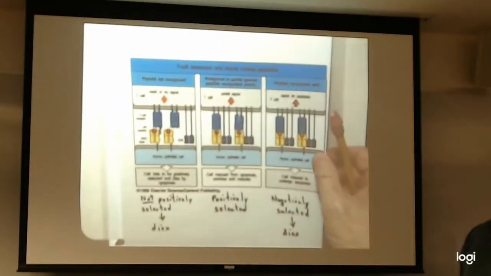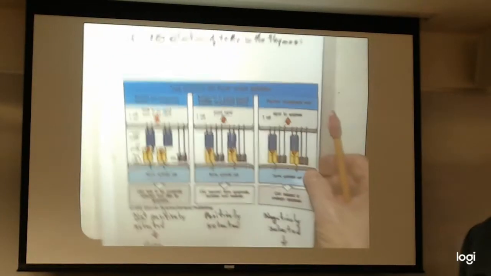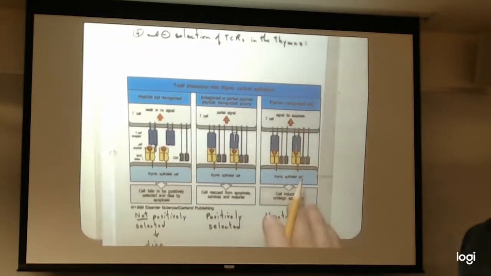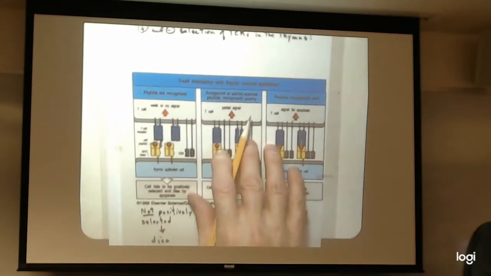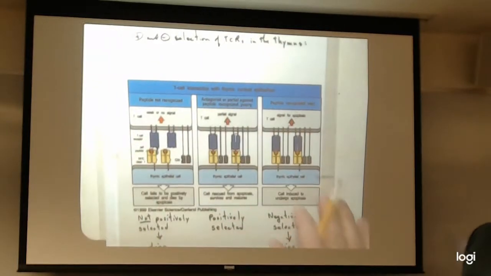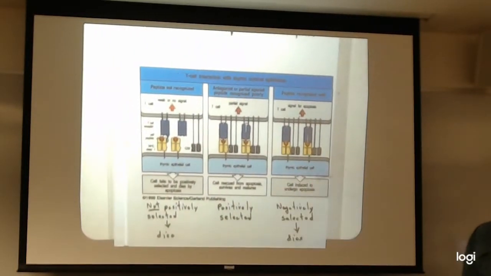Now we come to this picture here. Actually, this is not a summary picture. This is about positive and negative selection that happens in the thymus.